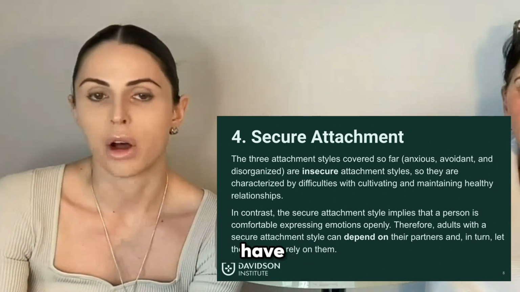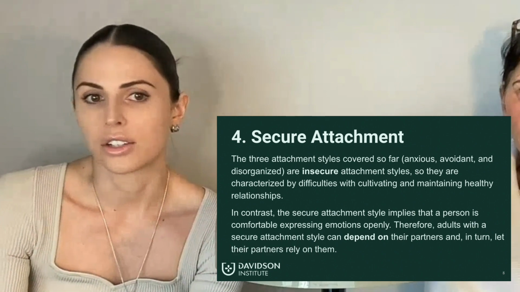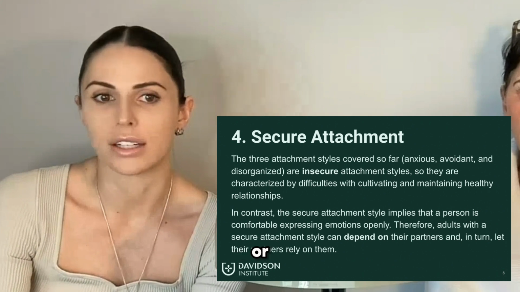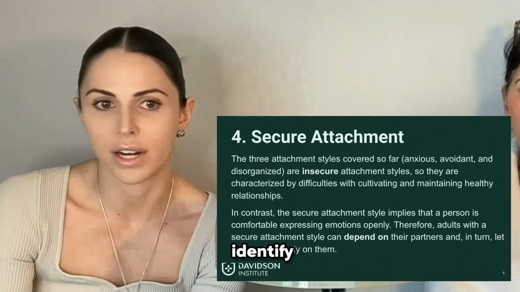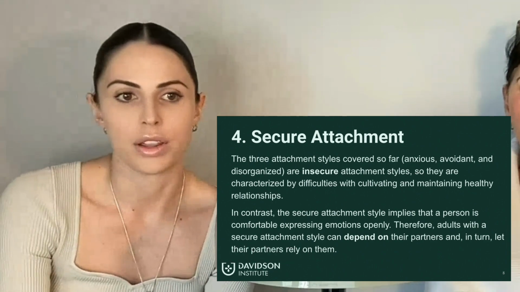Secure attachers tend to have a positive view of themselves and others. So they don't seek external approval or validation overly. They can successfully identify and regulate their own emotions and even help a partner do so with theirs.